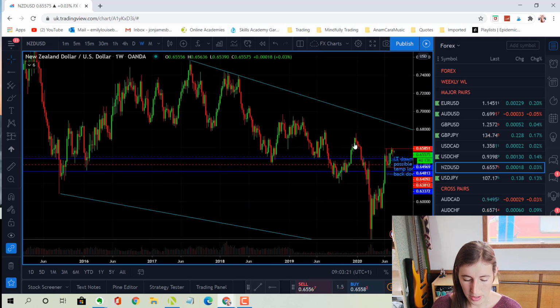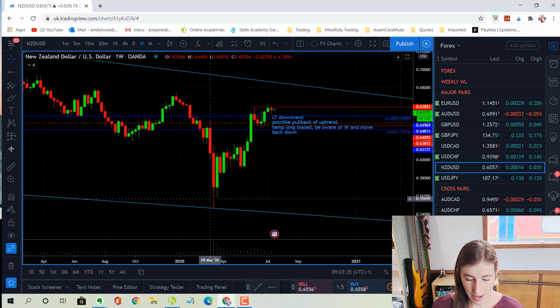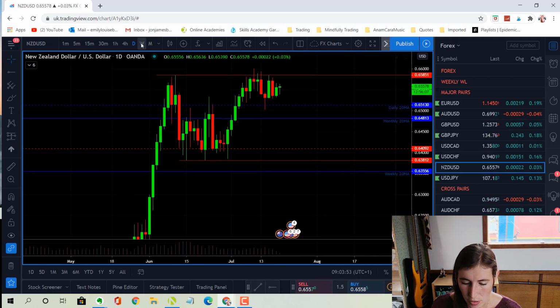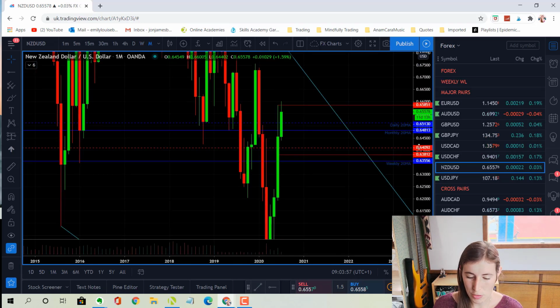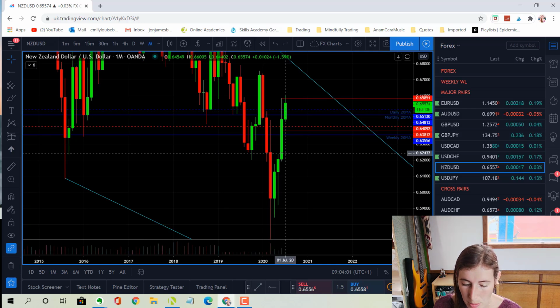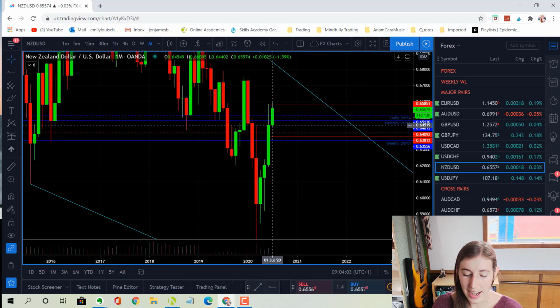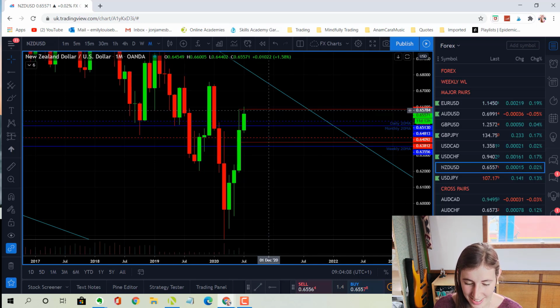We bounced off the bottom one back in March, and then we've been in this uptrend since then. So far on the month, we've had 1, 2, 3 consecutive green candles close, and then currently in July we are green, but we're just underneath the high of the last month. But obviously we've got 11 days left for that to actually close.